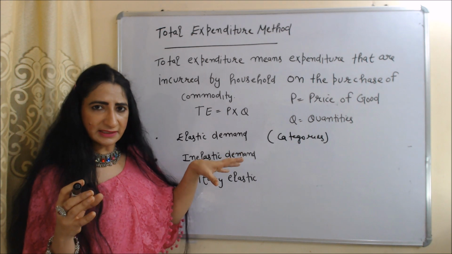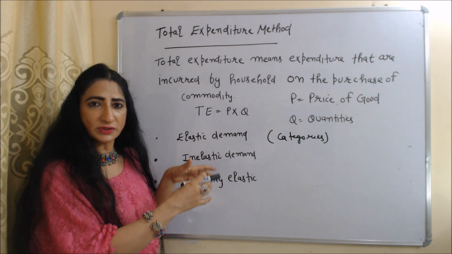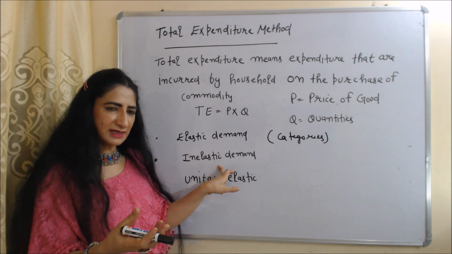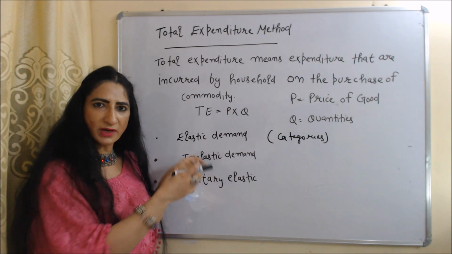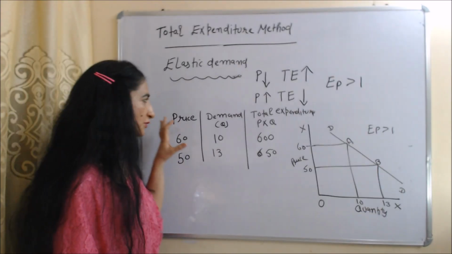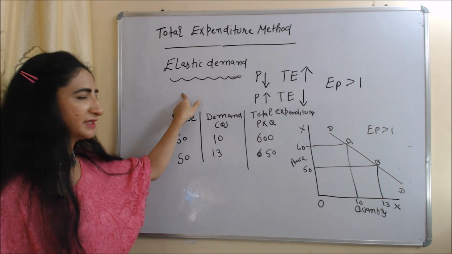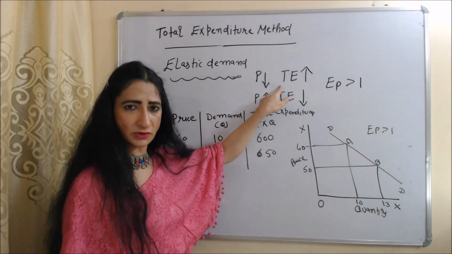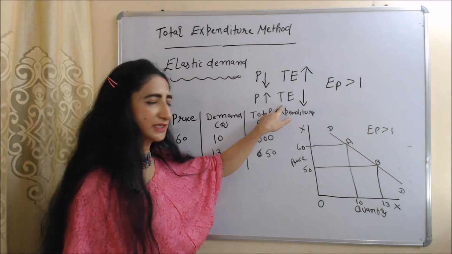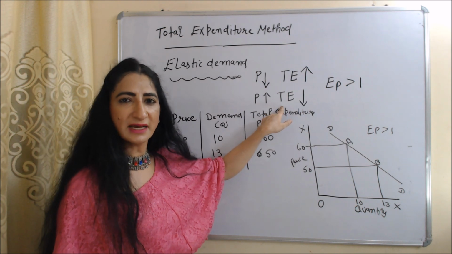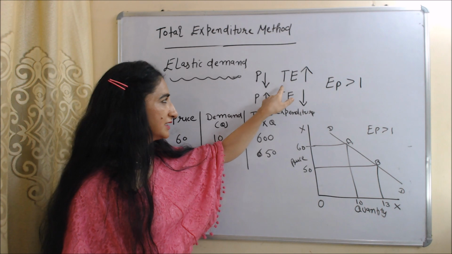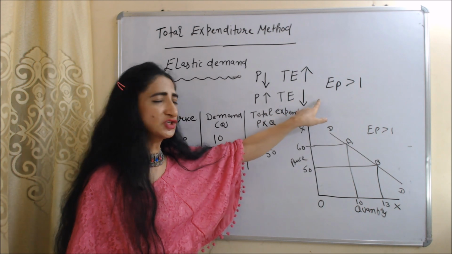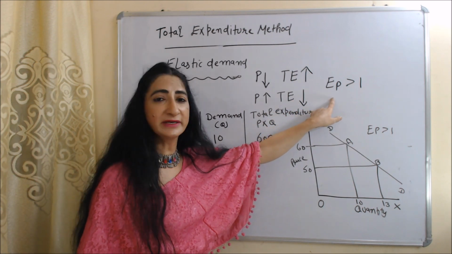There are three categories of elasticity to see how much total expenditure changes due to change in prices. First is elastic demand, second is inelastic demand, last is unitary elastic. One by one we will talk about each. First, we will see the change in total expenditure when demand is elastic. When demand is elastic, a decrease in price will increase total expenditure and an increase in price will decrease total expenditure. In such a case, price elasticity of demand will be greater than 1.